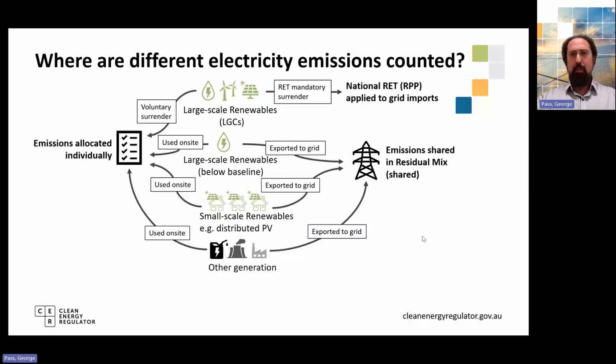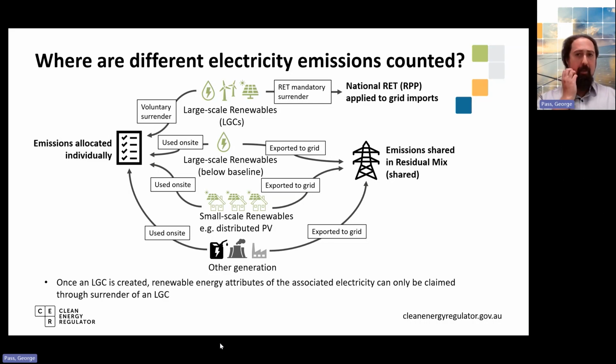And finally, all other generation is either exported to the grid and shared, or it's reported individually if it's consumed on site. Again, and I'll keep reiterating this, once an LGC is created, the renewable energy attributes of the associated electricity are attached to that LGC and can only be claimed through the surrender of the LGC.